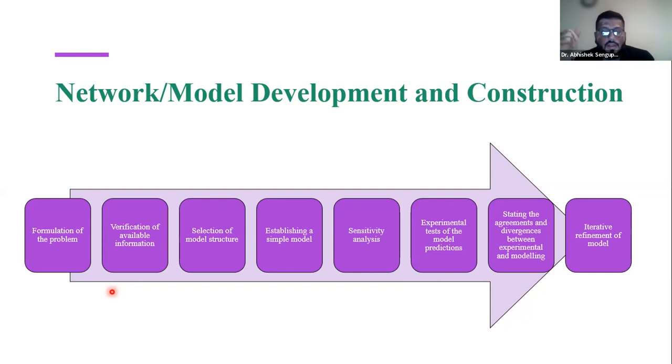Then stating the agreements and divergences between the experimental and modeling, whether the model results agree with the experimental behavior. If results do not agree, check for false assumptions, right? Oversimplifications of the model, wrong model structure, inadequate experimental data, or other inadequately represented factors. So all this will check what is the issue with your model that is not getting validated with the experimental data. Iterative refinement of the model, refinement of model is also very important, because the more you refine the model, the more you fill up the gaps that are present in the model, the more accurate it gets, right? Or it gives you the answer.